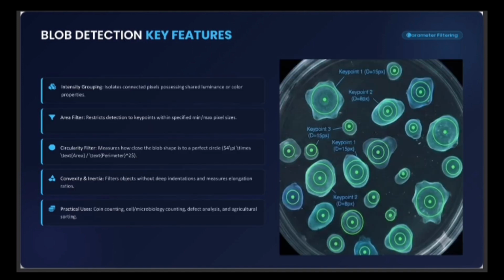Now, let us understand the filters used in blob detection. The area filter detects blobs only within a specified size range. The circularity filter helps identify objects that are close to circular shape, making it useful for detecting objects like coins or tablets. The convexity filter removes irregular objects with deep indentations, while the inertia ratio helps determine whether the blob is elongated or nearly circular. Using these filters together improves the accuracy of blob detection and removes unwanted regions.